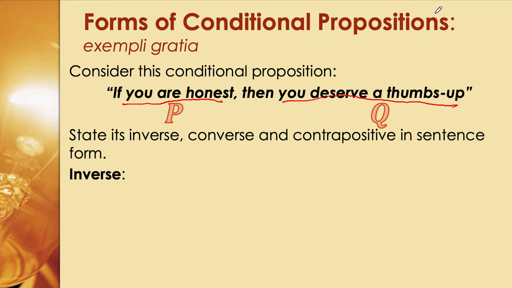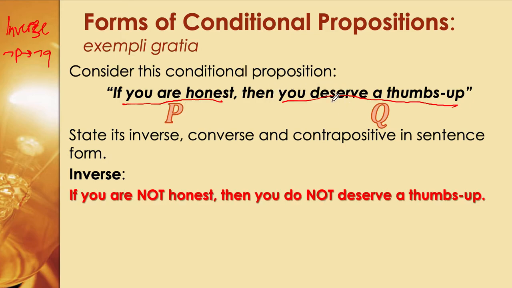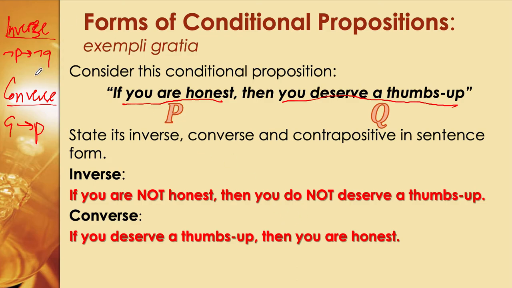Now, what is the inverse of it? Recall that the inverse is not P implies not Q. So if you are not honest, if you're a liar, then you don't deserve a thumbs up. That's your inverse. How about the converse? Recall the converse is Q implies P. So if you deserve a thumbs up, then you are honest. That's the converse.